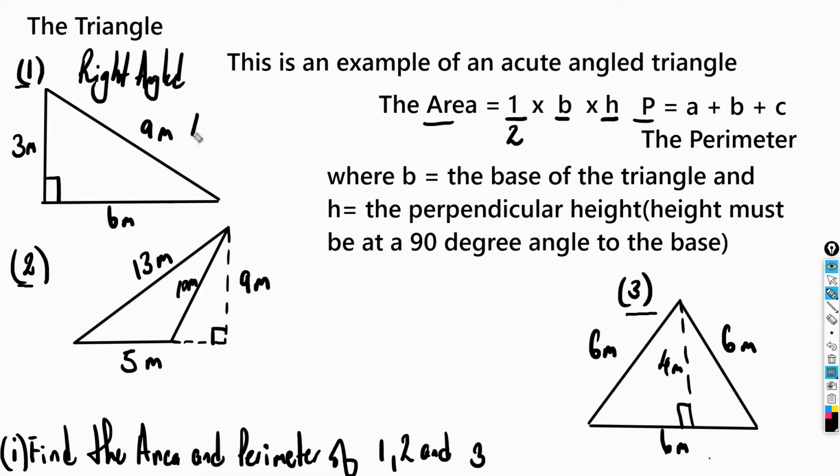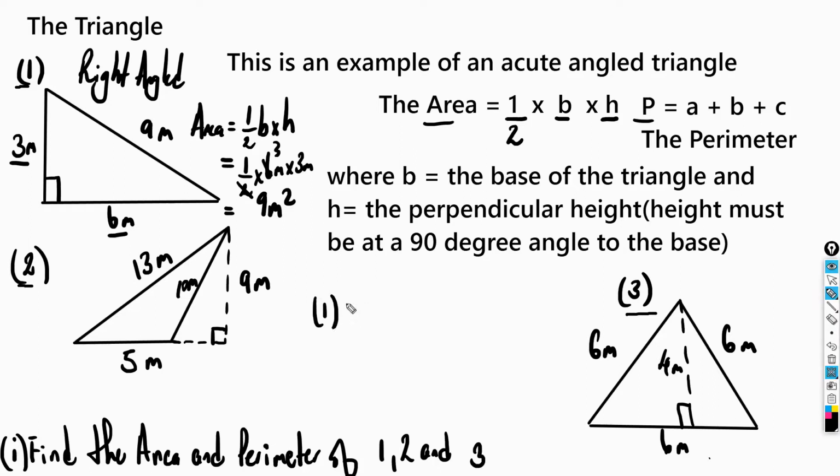To find the area, let's find the area first. It would equal half base multiplied by height. The height in this case is 3 meters, and the base is 6 meters. This is the easiest one, guys, because you can clearly see the height and the base. So this is a half multiplied by 6 meters, which is the base, multiplied by 3 meters, which is the height. This 2 can go into the 6 3 times, and you would end up with 9 meters squared. So the answer for number 1, the area, is equal to 9 meters squared.